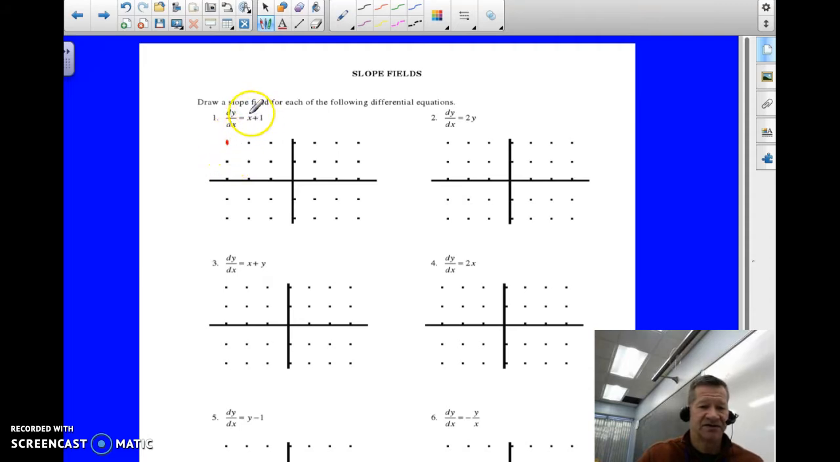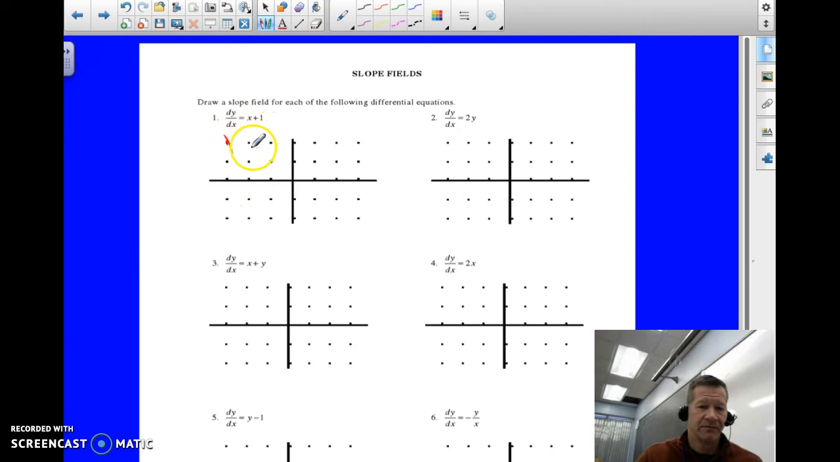Now you notice there is no y in this derivative. There's only an x. So the derivative only depends on x. So taking the point negative 3, 2, if I put negative 3 in for x, negative 3 plus 1 is negative 2. I'm going to draw a little line with a slope of negative 2. Now it doesn't have to be perfect, which mine most certainly isn't. But a line with a slope of negative 2 should go down 2 over 1, so it should point in this general direction.